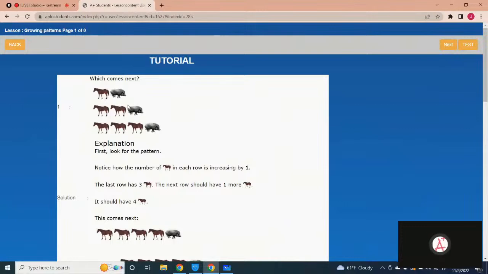That means the pattern is growing. Got it? They are changing. They are not repeating themselves. They are changing. Got it?